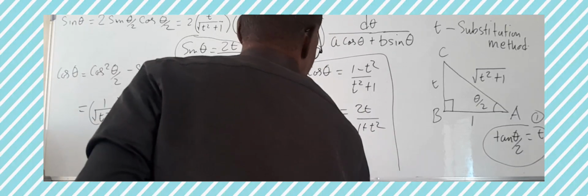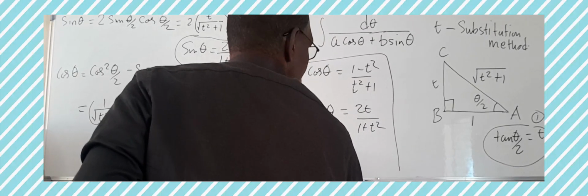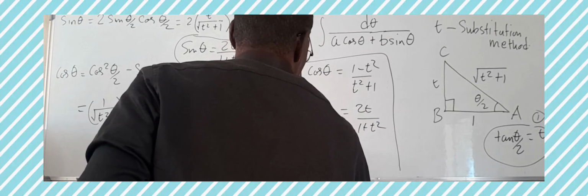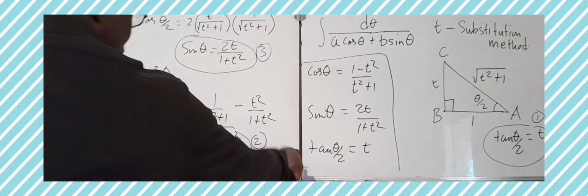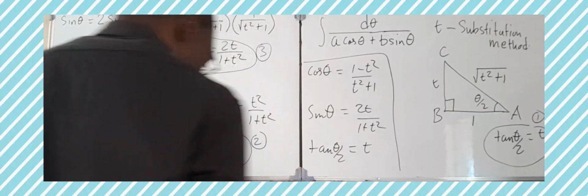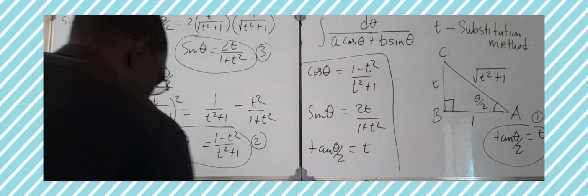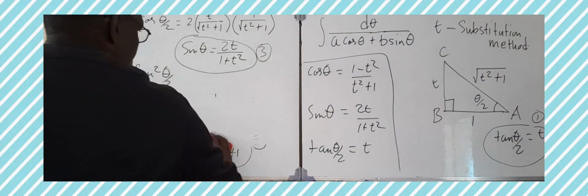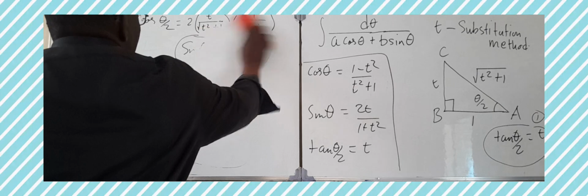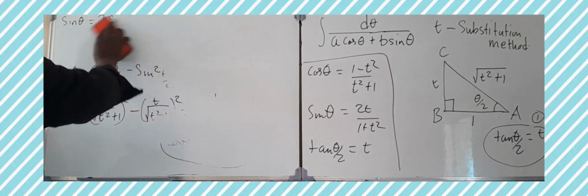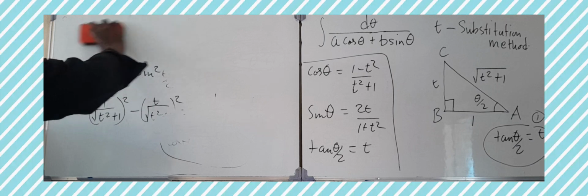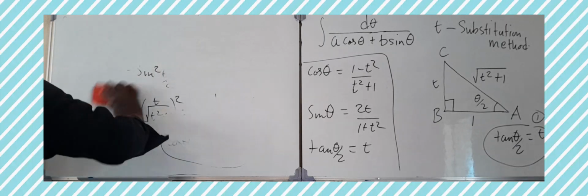Let me just put this one here. So tan of theta over 2 is equal to t. We don't need to change this one to tan of theta. I will show you why. So let's first of all clear some space here so we can complete our development of the t-substitution formula.